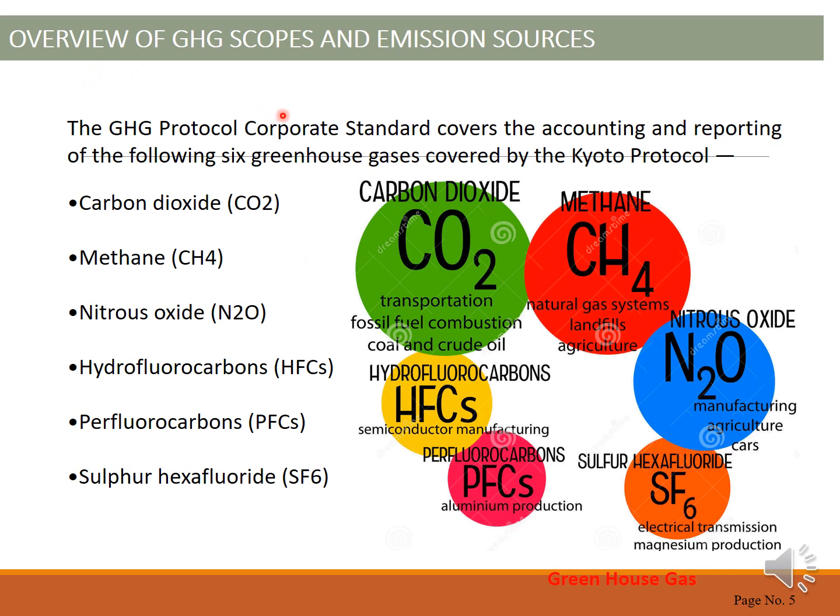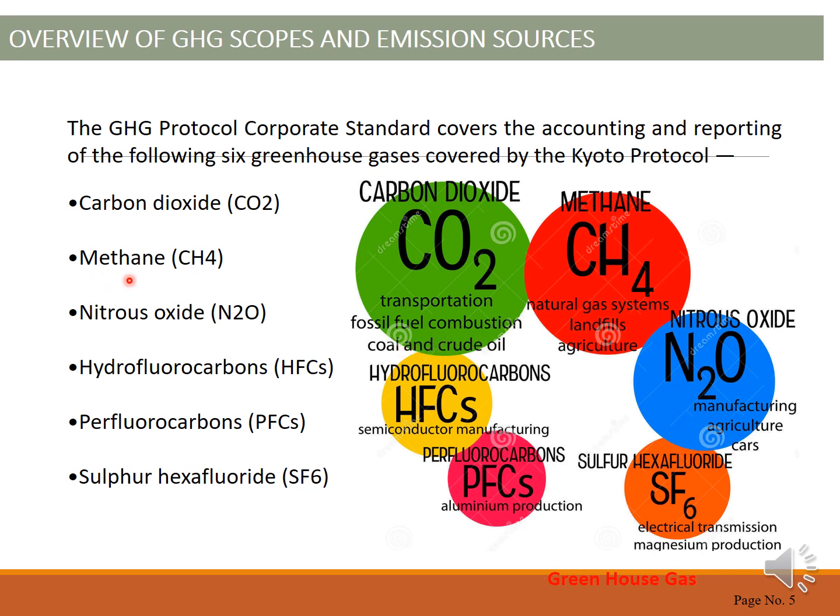Overview of GHG scopes and emission sources. The GHG Protocol corporate standard covers the accounting and reporting of the following six greenhouse gases covered by the Kyoto Protocol. One is carbon dioxide, CO2, mostly from transportation and fossil fuel combustion, coal and crude oil, etc.